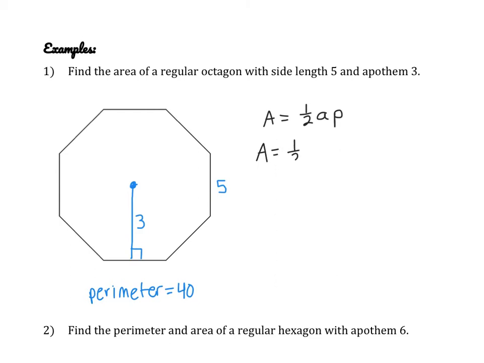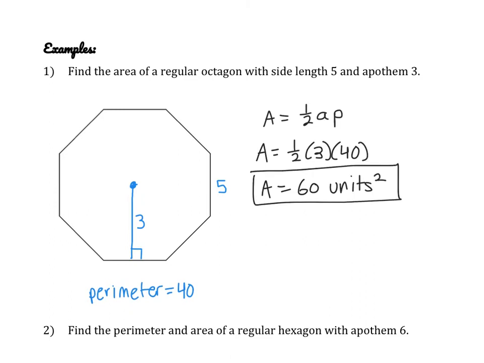So A equals 1/2 times 3, the apothem, times 40, the perimeter. And then this just gives us an area of 60 units squared. So again, depending on what you are given, especially if you're given the apothem and a side length, it's actually really easy to find the area of a regular polygon if you know this formula.